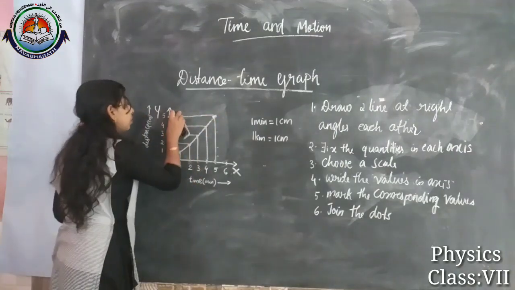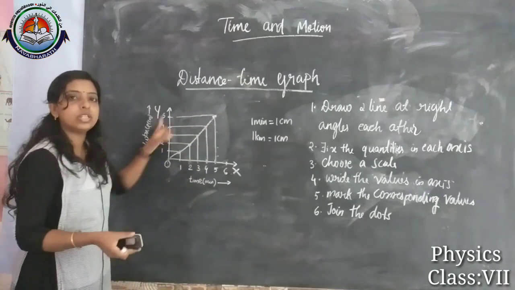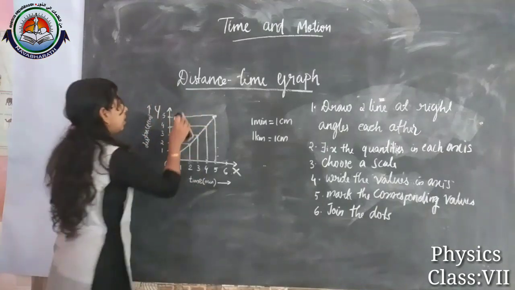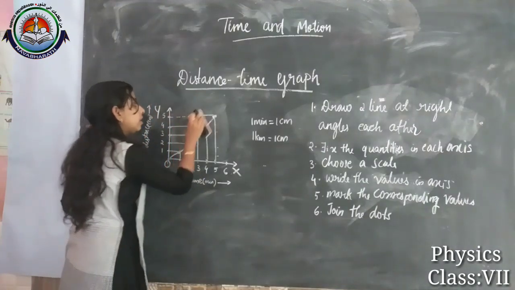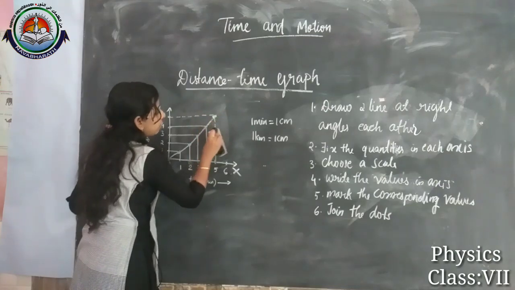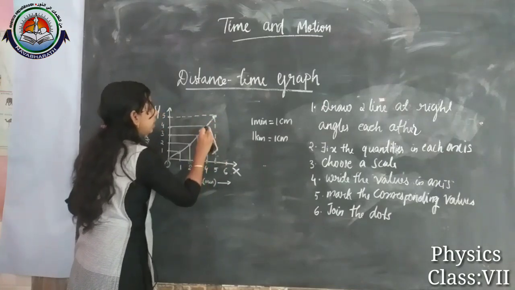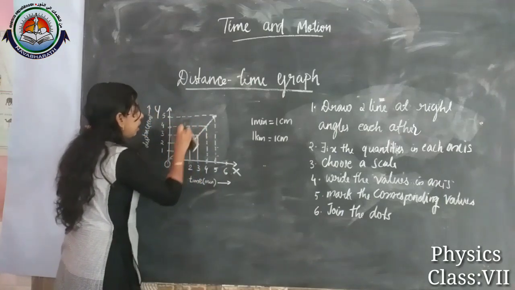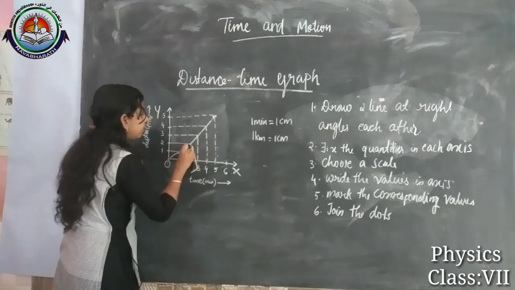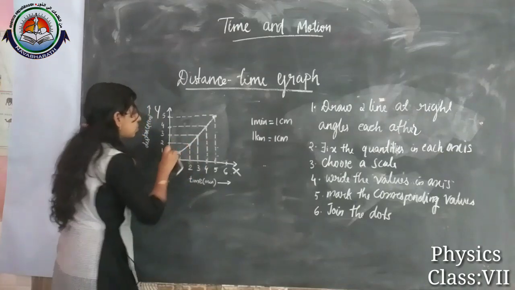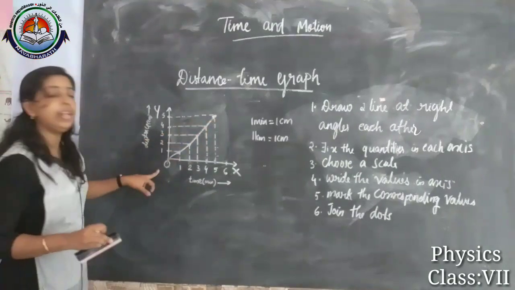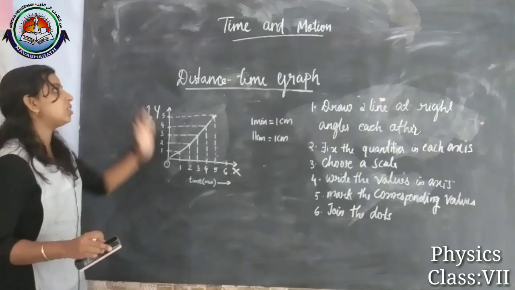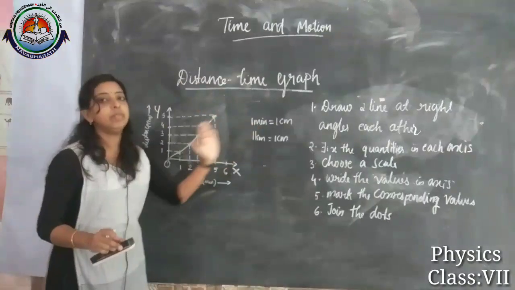So what can we do? For your understanding only I drew this dashed line, or we can express it in light lines or dotted lines. Then we will get a straight line. So the distance time graph here is given as a straight line. This is the way in which we can show the distance time graph.